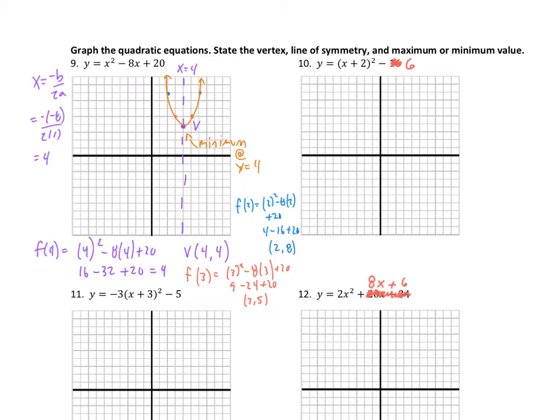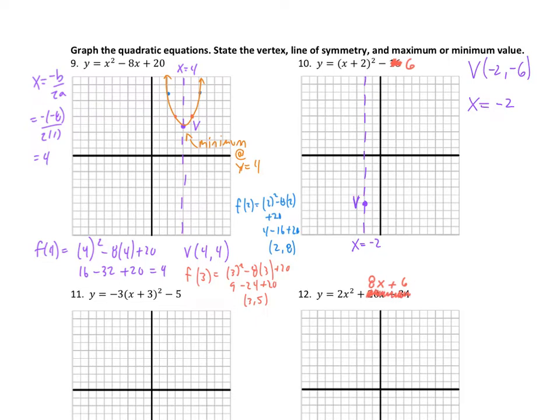Number 10 is in vertex form, so that means I know the vertex right away just by looking, which is going to be negative 2, negative 6. It's also pretty easy because I know that the axis of symmetry is the same value as the x value of the vertex, so that's negative 2. So those are easy to find from vertex form. So I'm going to go ahead and draw on the axis of symmetry. So x equals negative 2. Now, the vertex is at negative 6. That would be there. And I need some more points.